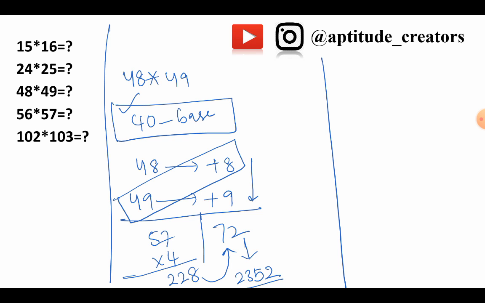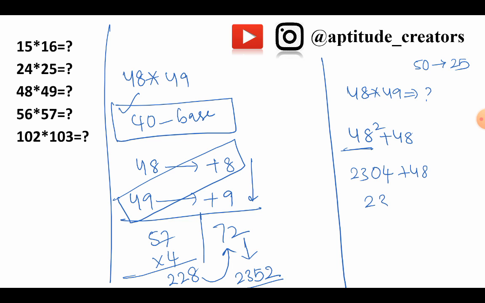Instead of calculating like this, you can go with 48 into 49: 48 square plus 48. What is 48 square? 48 square, 2 is less than 50. 2 square, 04. If the number is near to 50, the helping number is 25. Now 25 minus 2 will give the result as 23. 2304, that is 48 square, plus 48 will give the result as 2352. Answer is 2352. I am recommending that if the numbers are near to 100 or near to 50, this approach is most helpful.